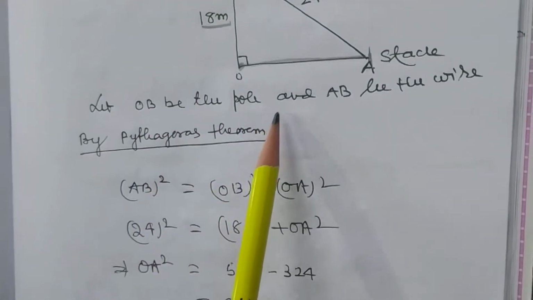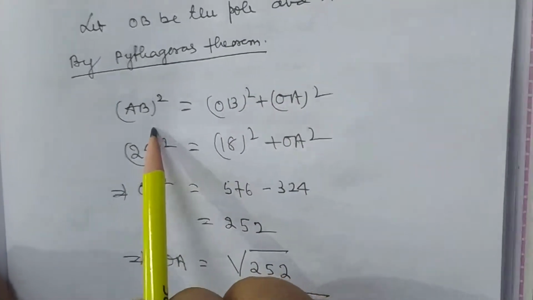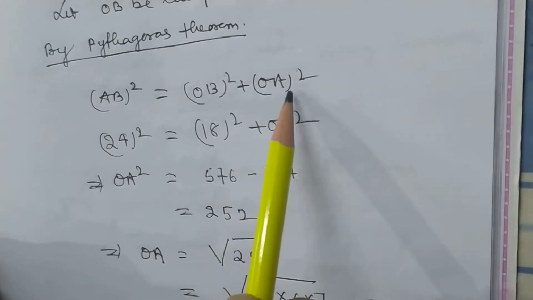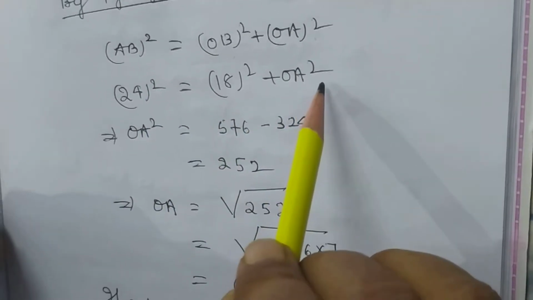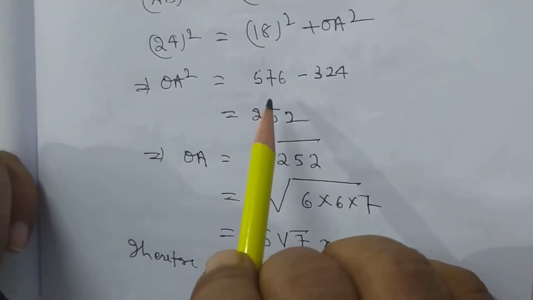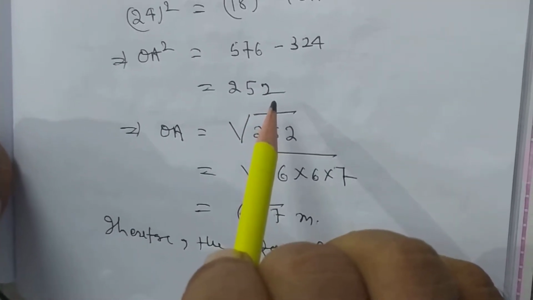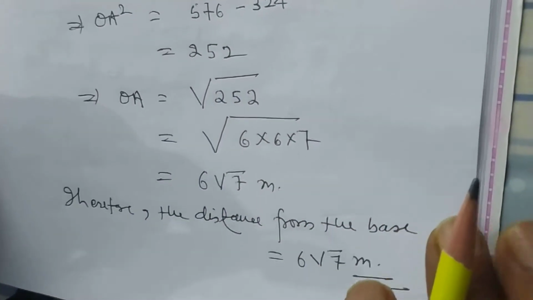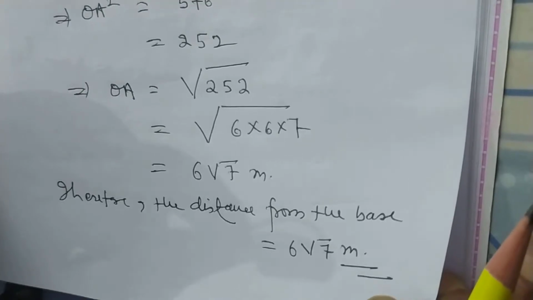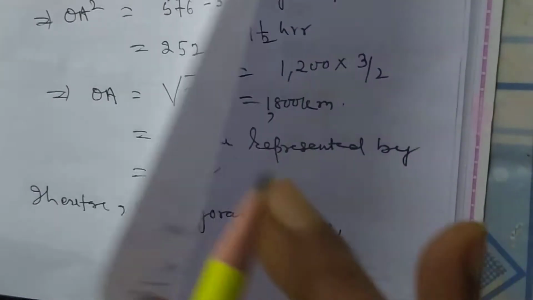Let OB be the pole and AB be the wire. By Pythagoras theorem, AB square is equal to OB square plus OA square. That is, 24 square is equal to 18 square plus OA square. That is, OA square is equal to 576 minus 324, that is 252. So OA is equal to 6 root 7 meter. Therefore, the distance from the base of the stake is equal to 6 root 7 meter.